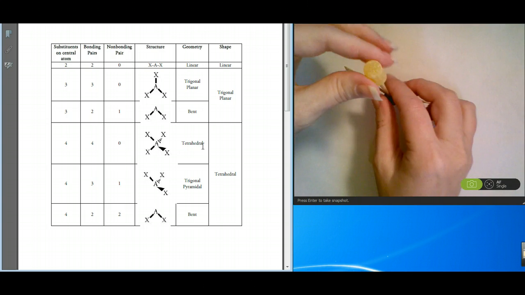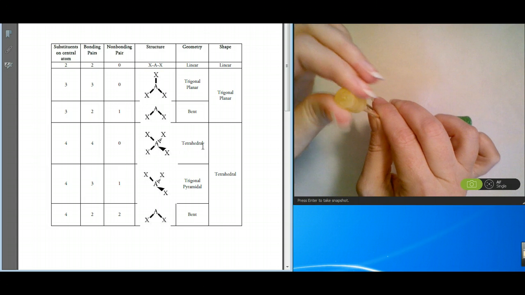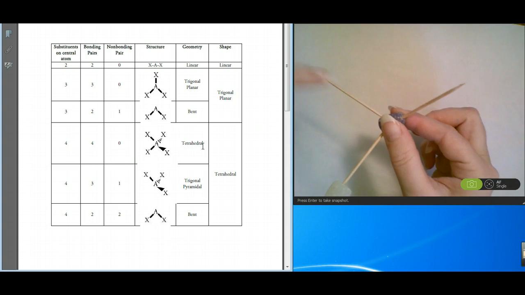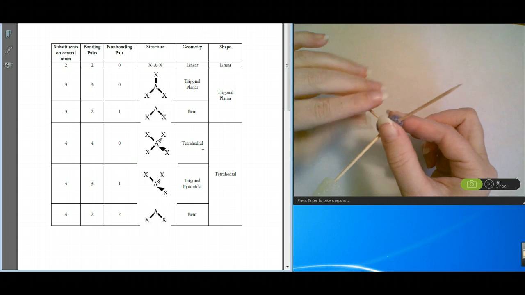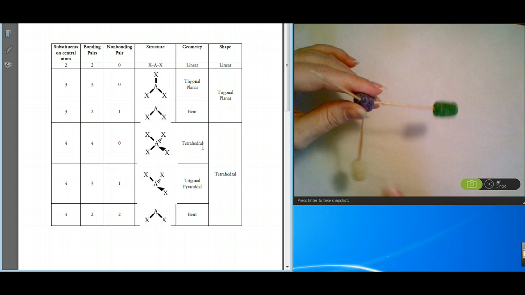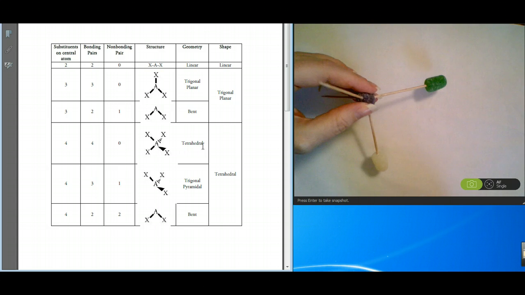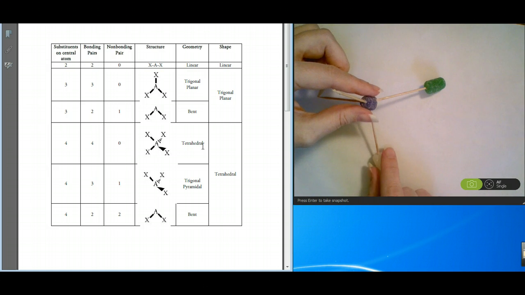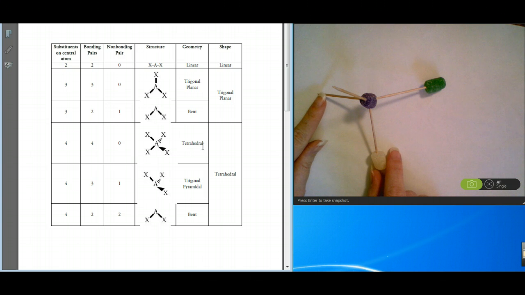Now, what happens if we take off another one? So now we're on this third example down here, and it says that we have 2 bonding pairs and 2 non-bonding. So as you notice, here are my 2 non-bonding, and here are my 2 bonding. So when I put the 2 that are bonding at an angle, you notice that it is a bent molecule. So it still has a shape of tetrahedral because I've got 4 toothpicks, but it's going to have a geometry of bent.